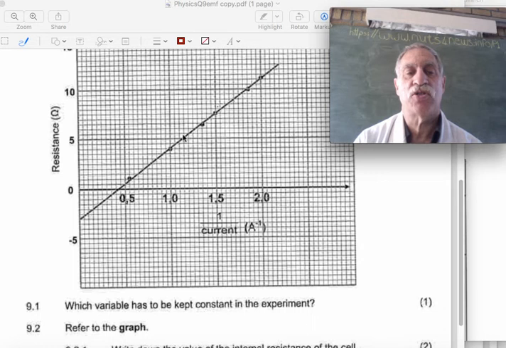So either way, these would be very hard to do if you had a graph of resistance versus straight current, because that would result in a hyperbola graph. And you can't really extrapolate or work out slopes of that because it's changing.